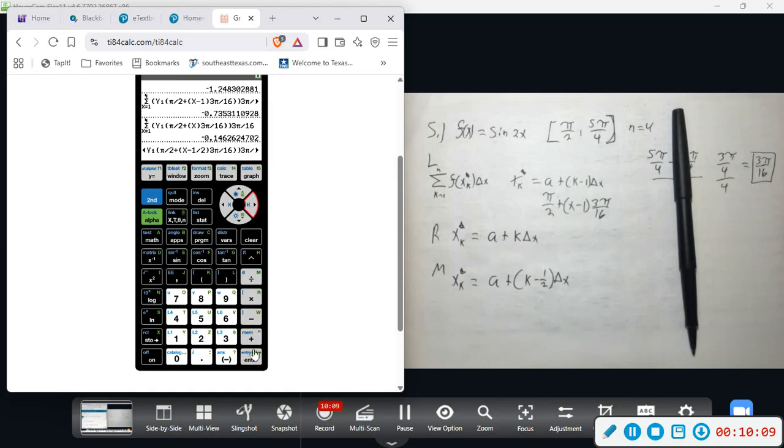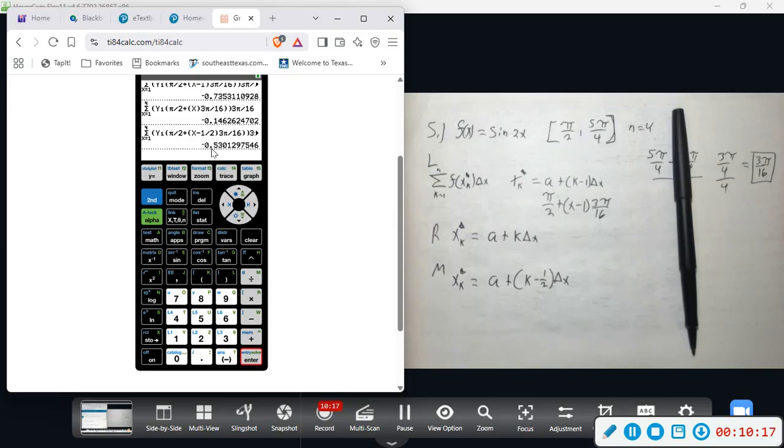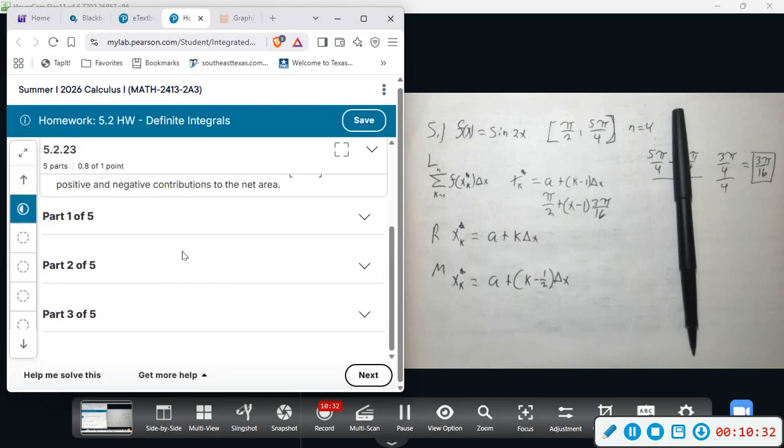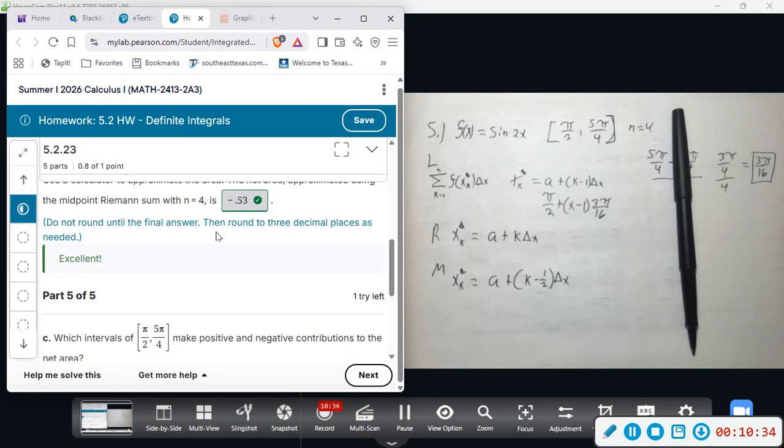All right, midpoint, we get negative 0.530 or negative 0.53. All right, so that's good.